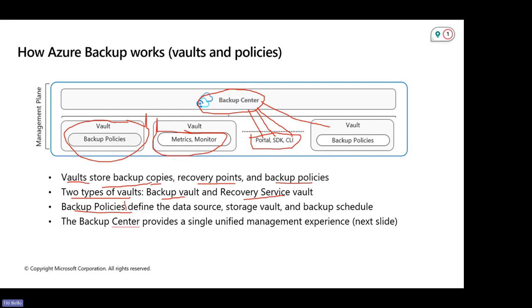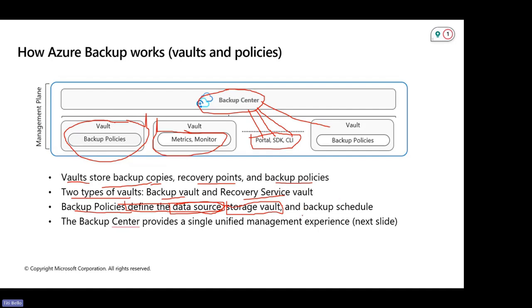Then you have backup policy. What are the backup policies doing? They define the location and the data source. That's who are you backing up? Is it a virtual machine? Is it a database? Is it an on-prem server? Is it a file storage? That is your backup source. Then where do you want to store it? That's your backup storage, which is in your vault, okay?